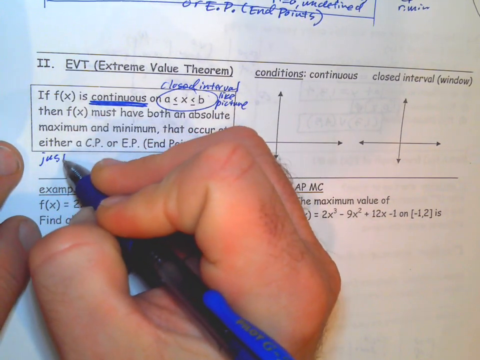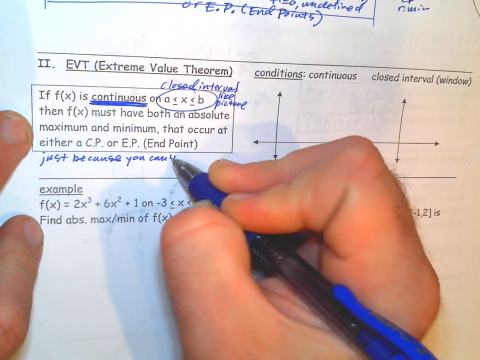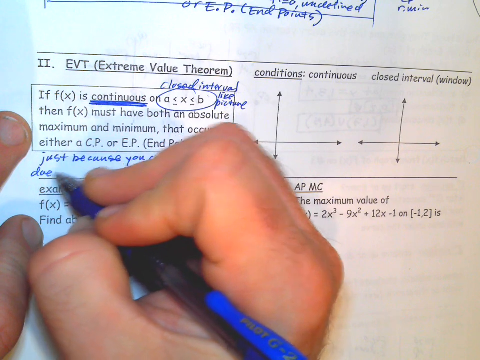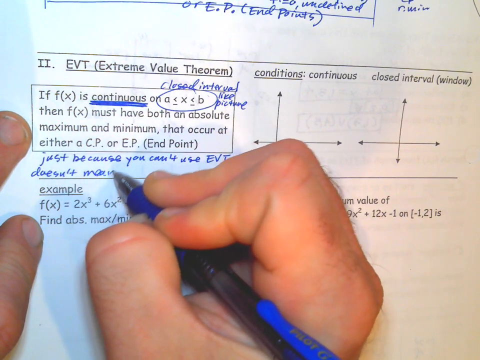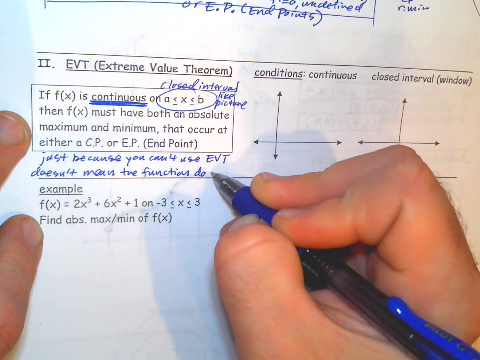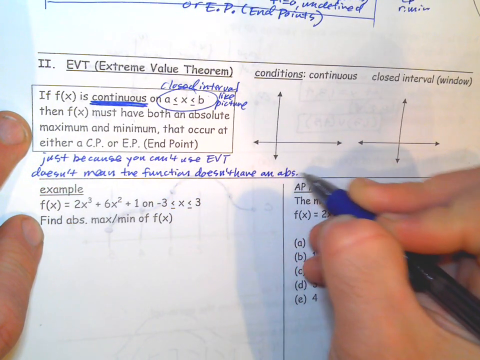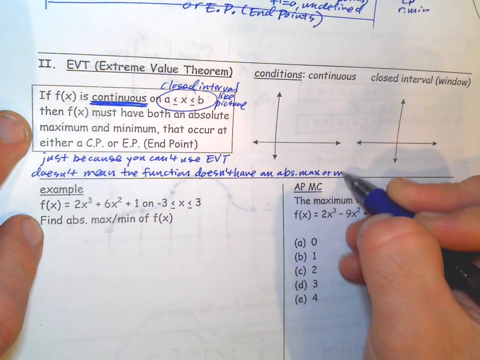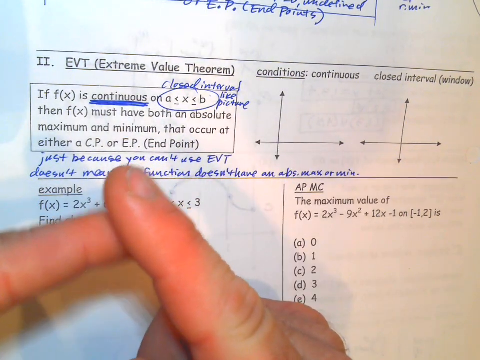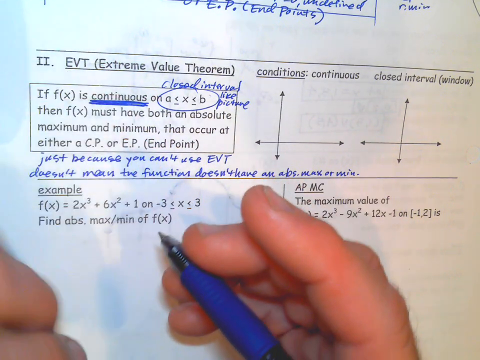Now, just because you can't use EVT because it doesn't satisfy those preconditions doesn't mean the function doesn't have an absolute max or min, right? It's not guaranteed to anymore. Like if these things are true, you are getting a max and min. If these things aren't true, then you can't use EVT, and you're not guaranteed to get a max and min. You might get a max and a min. You might just get a max. You might just get a min. You might get neither. So some issues.